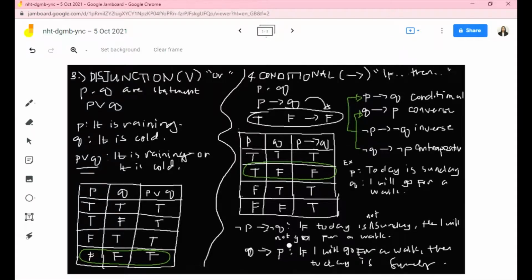Now for the contrapositive, that will be the negation of your converse. So we have not Q implies not P. The sentence will be, if I will not go for a walk, then today is not Sunday. Okay, so we already have the 4 logical connectives.